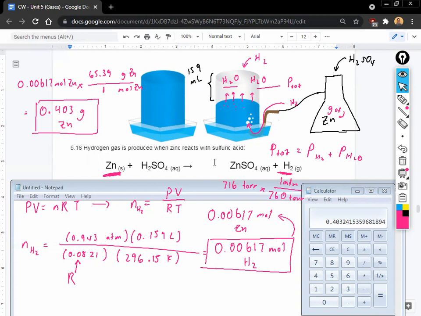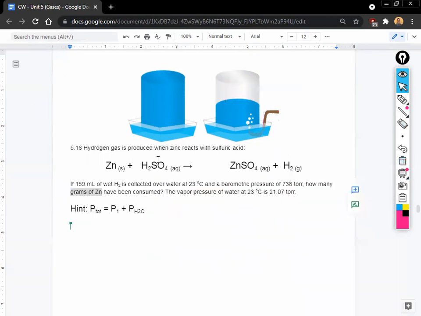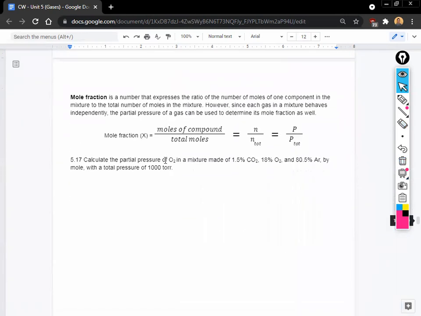Okay, any questions about this one before we move on? Alrighty, let us move on. So let's take a look at the next section.